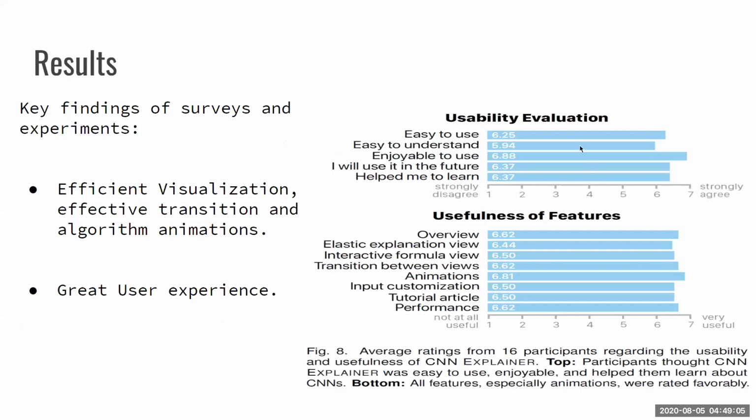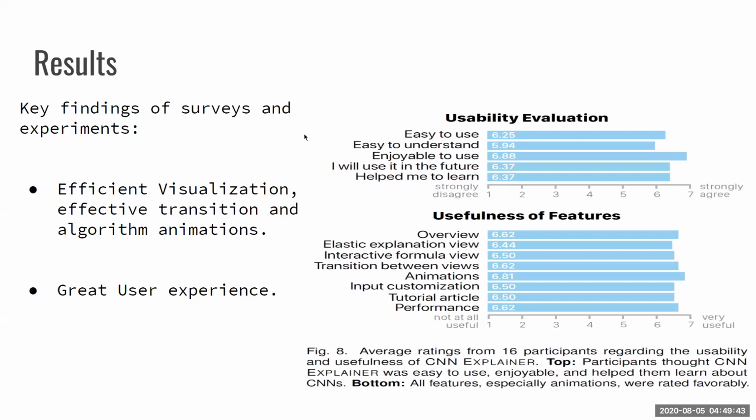Yeah, so these numbers here show the average rating for usability evaluation and usefulness of feature according to the participants. The range was from 1 to 7, and you can see almost everything is above 6. Only easy to understand is below 6, and that too is 5.9. So from these high ratings, you can see that it was really easy to use and understand for the participants to use the tool. They retained a high engagement level during the session and eventually gained a better understanding of the CNNs using this tool.